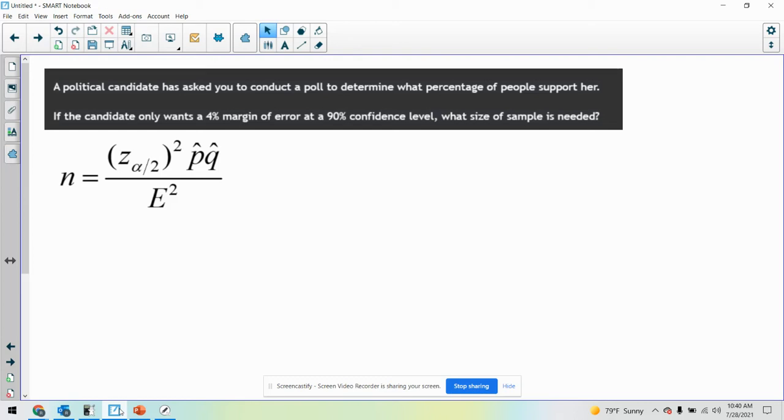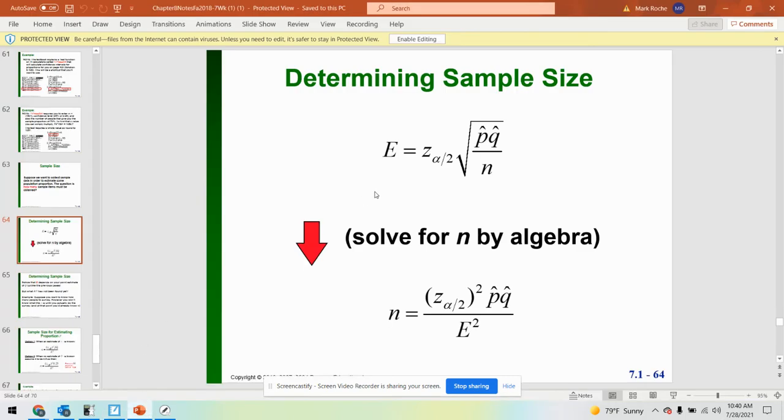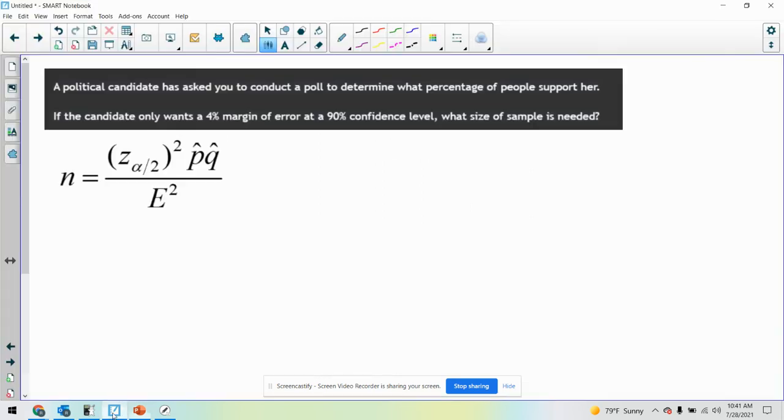Okay, so here's your question here. Notice it talks about determining a percentage of people who support her. So you're talking about a sample size for a proportion confidence interval. In the notes, if you go to the PowerPoint notes, slide 64, there's a formula for sample size of a proportion confidence interval. So I copied that over.